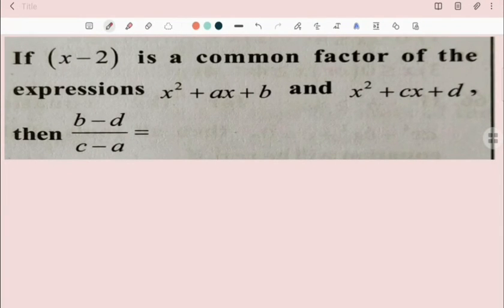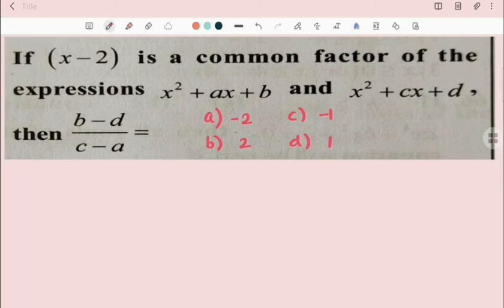The next question. If x minus 2 is a common factor of the expressions x square plus ax plus b and x square plus cx plus d, then b minus d by c minus a equal to. Here I am giving the options. First option minus 2, second option 2, third option minus 1, fourth option plus 1. Let us see what answer we are going to get.